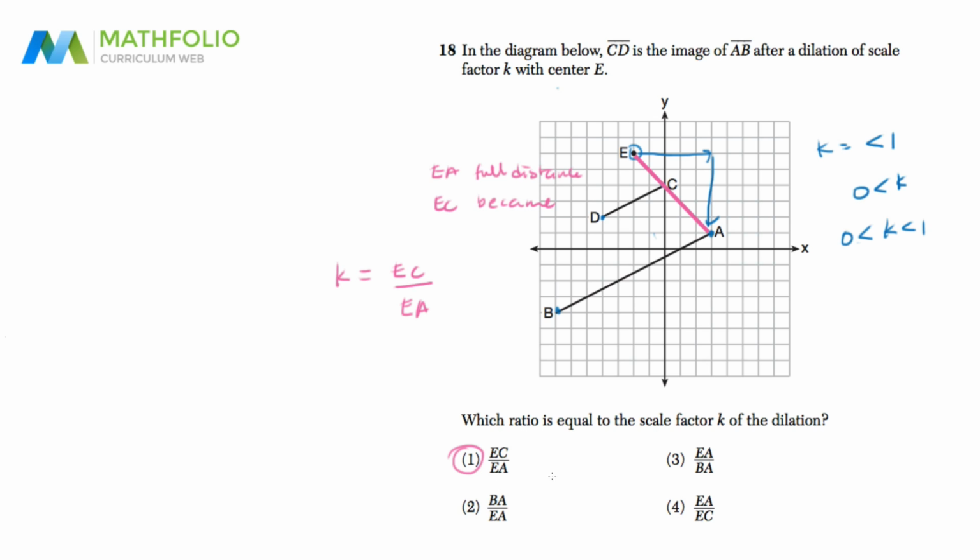And to compare them with some of the others, BA, which is the length of this, all over EA, well, that's not even questioning segment DC. It's not even comparing it at all. So it's not number 2. Number 3 is E to A over B to A. Again, it's not even thinking about segment DC. And number 4, E to A over E to C is almost there, except EA is greater than EC. So if EA is greater than EC, this one is going to give us a K value that is greater than 1, which is not what happened here. So for question 18, option 1 is the answer.